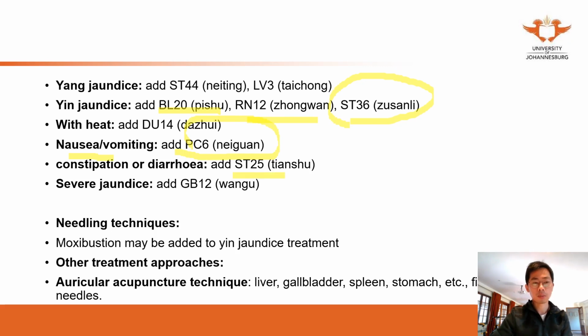For constipation or diarrhea, stomach 25. GB 12 strengthens the function of the gallbladder and relieves the jaundice. Moxibustion may be added for yin jaundice because yin jaundice is cold. Ocular acupuncture you can also use.